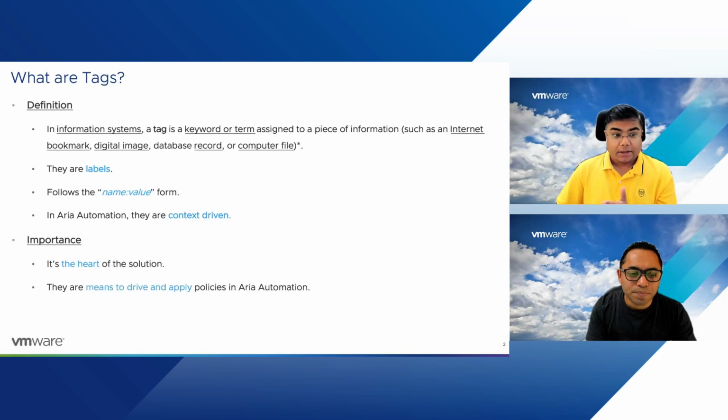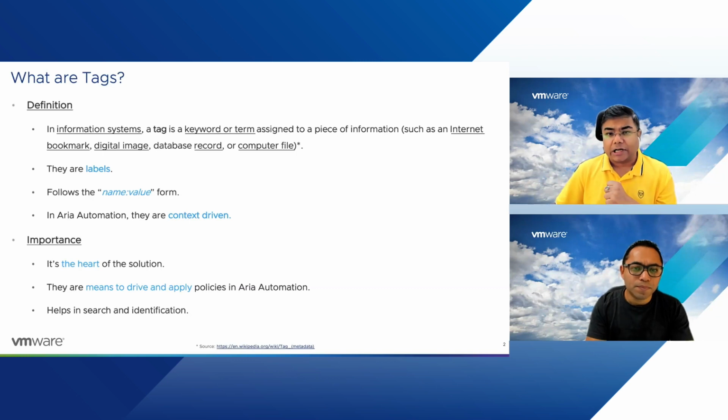You are absolutely right. In Aria Automation, it's more important because it is a means to drive and apply policies, and it helps in search and identification. Above all of these tasks, tags define where the item should be placed. So it drives everything in Aria Automation. That's why it's so important.